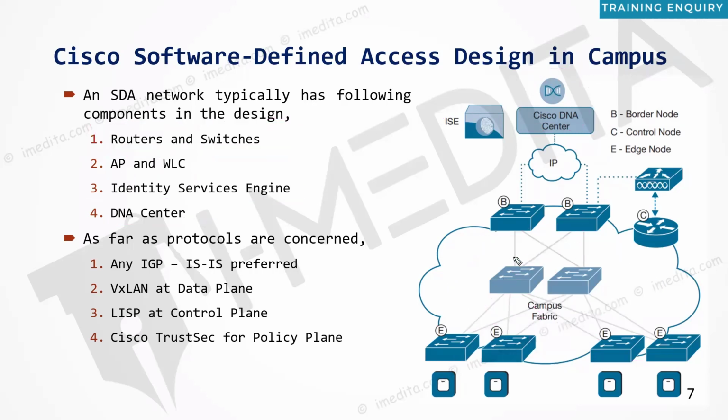To make the reachability, we will require a protocol. How these devices are supposed to be reachable to each other, we will require some protocol for the same. We can use any protocol, EIGRP, OSPF, any protocol. But Cisco recommends that you use IS-IS. IS-IS is a preferred protocol for fabric-based technologies. Later, we'll talk about that.